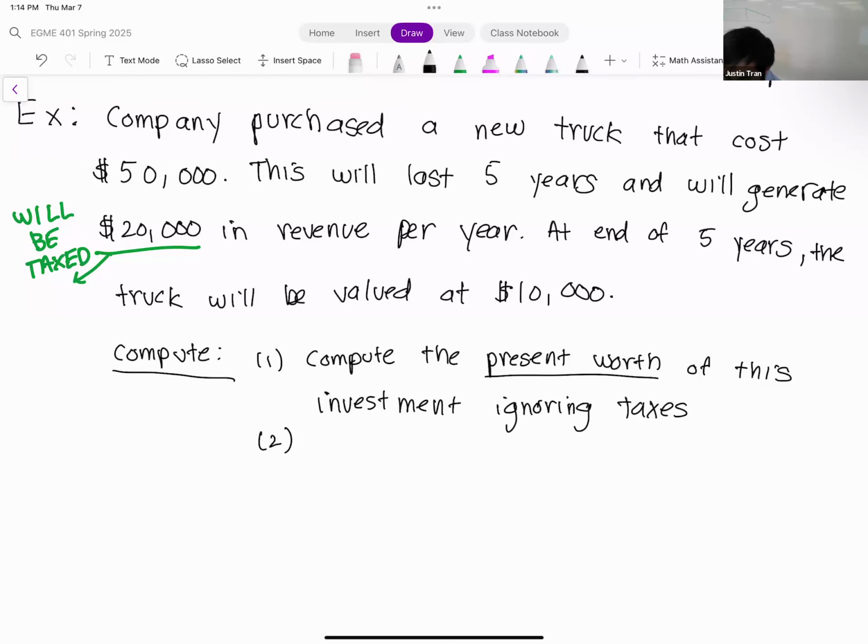All right, part two, we are going to compute taxes. And the way we call it, the after-tax present worth.